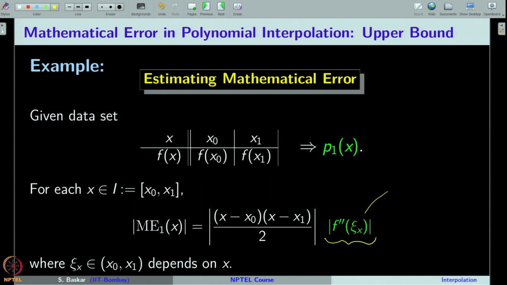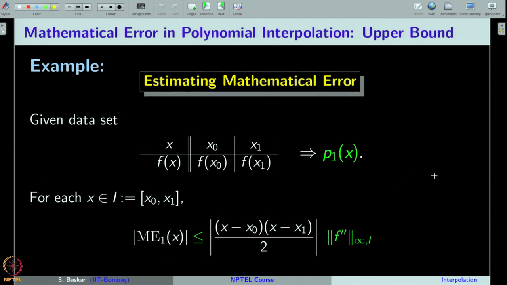So, you can replace this term by its maximum, right? Remember, we have given a notation for that maximum. Therefore, I will use that notation to denote that I am replacing f double dash of xi x by its maximum, and thereby we are just freezing the unknown xi x by putting this known quantity. And for that, we have to also replace the equal to symbol by the less than or equal to symbol, because we are replacing mod f double dash of xi by the maximum, right? That is why this happens.